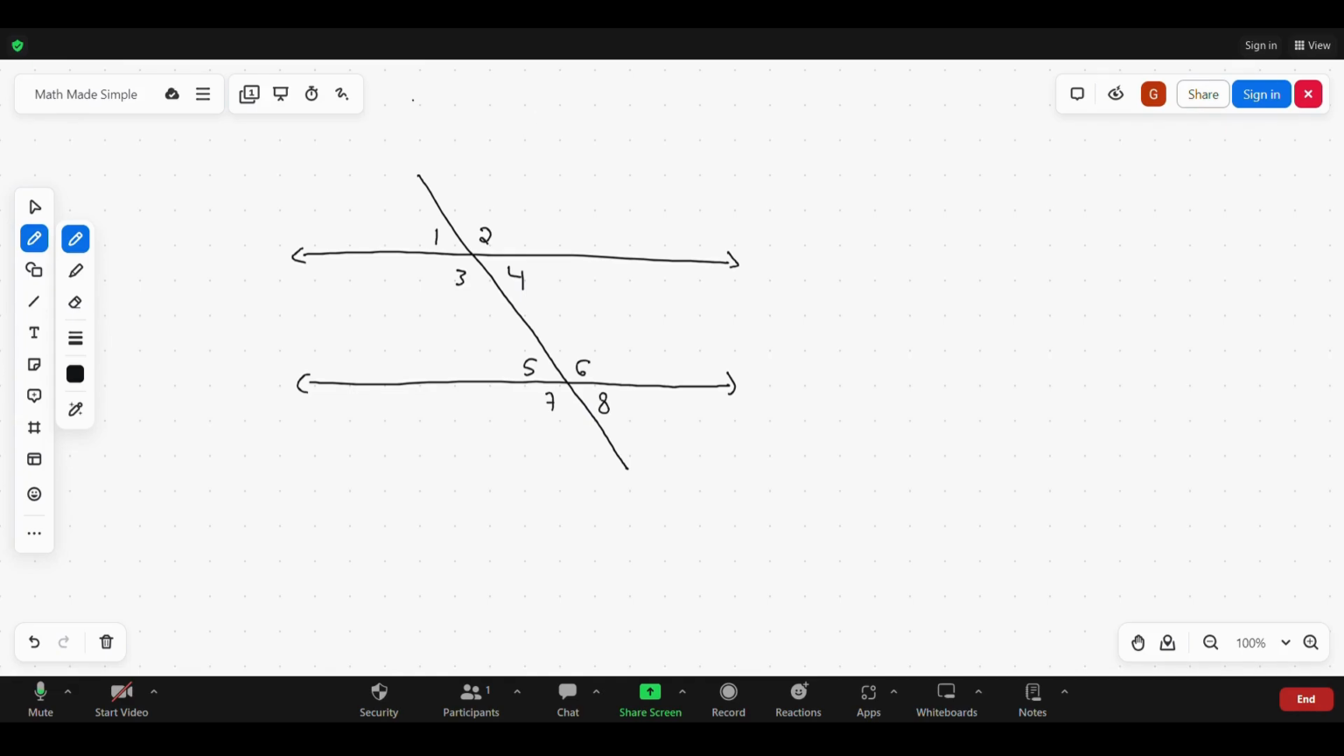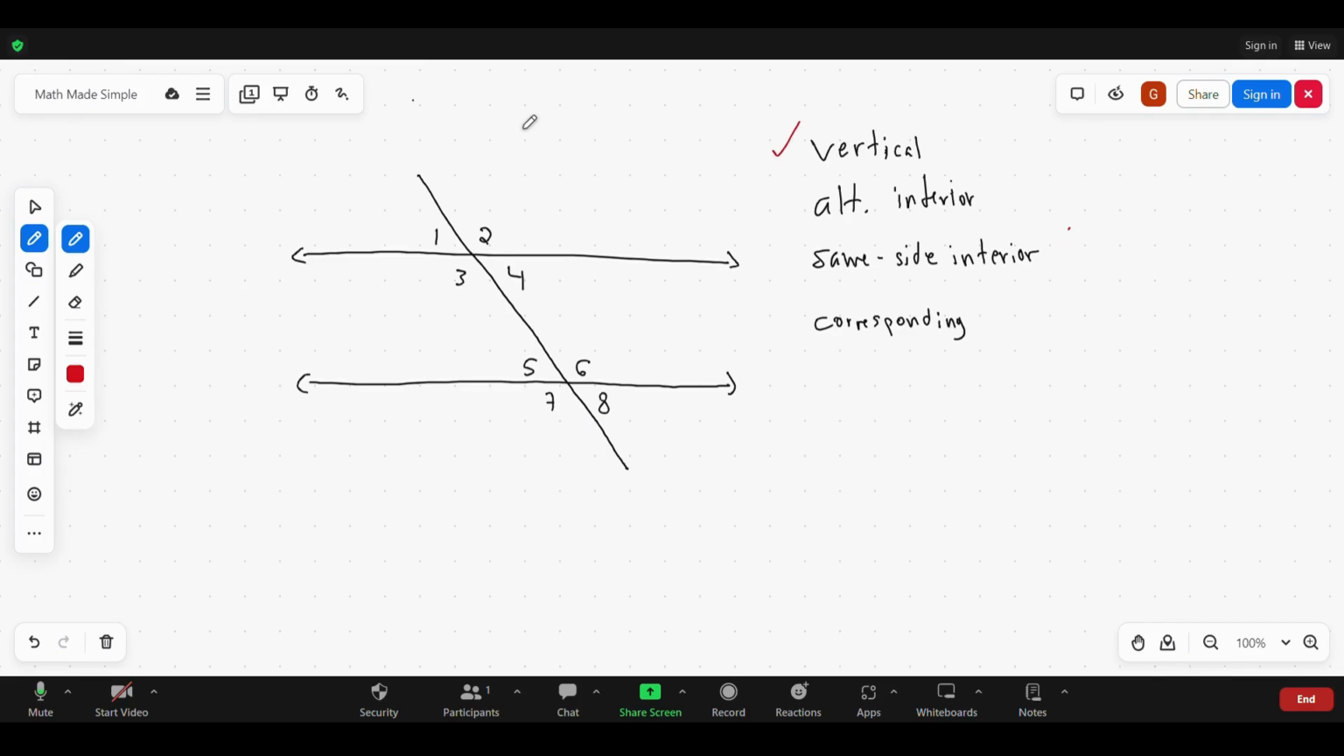Now there's multiple types of angles. We went over vertical angles in the last video, and you might recognize some of those vertical angle pairs. So for example, 2 and 3 are vertical angles, but 1 and 4 are also vertical angles. And similarly, 6 and 7 are vertical, and 5 and 8 are vertical. So there's a lot of types of angles. We've already talked about vertical.